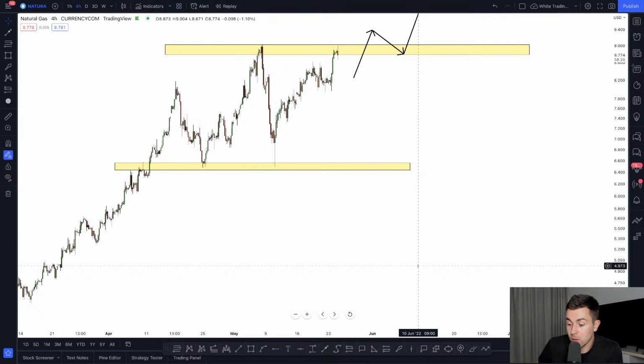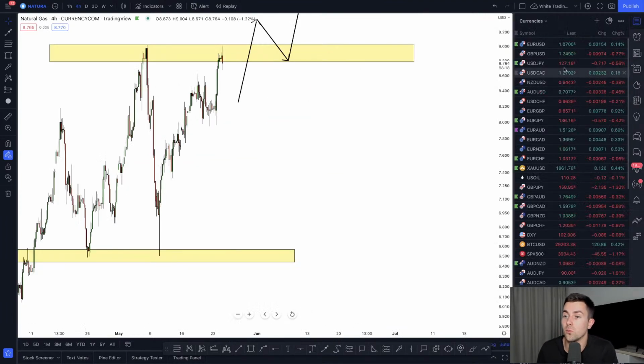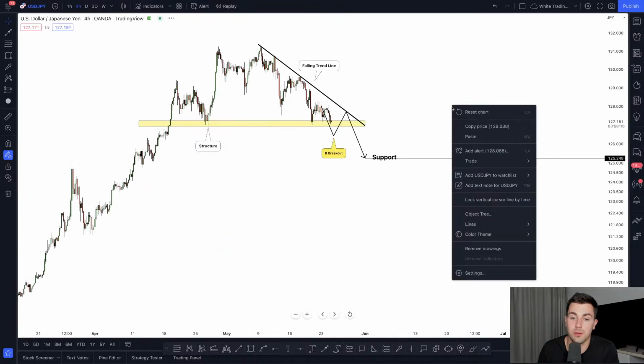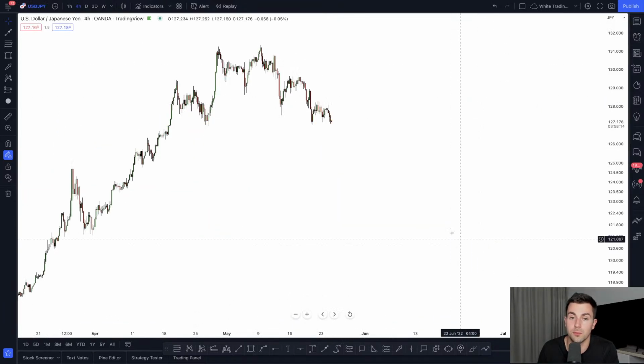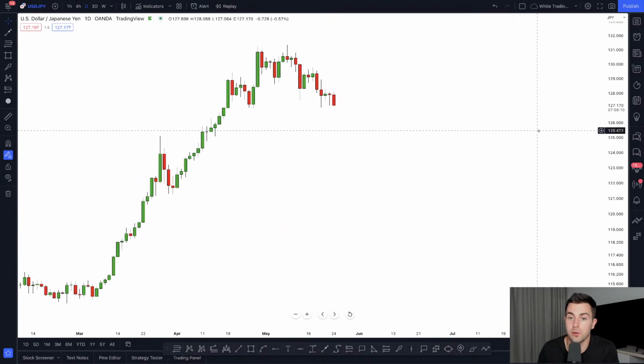Now, the dollar yen pair. Question from Martin. Let's take a look at what is up with dollar yen. It looks like bears will push. Let's open a daily time frame together and take a look at what is happening.